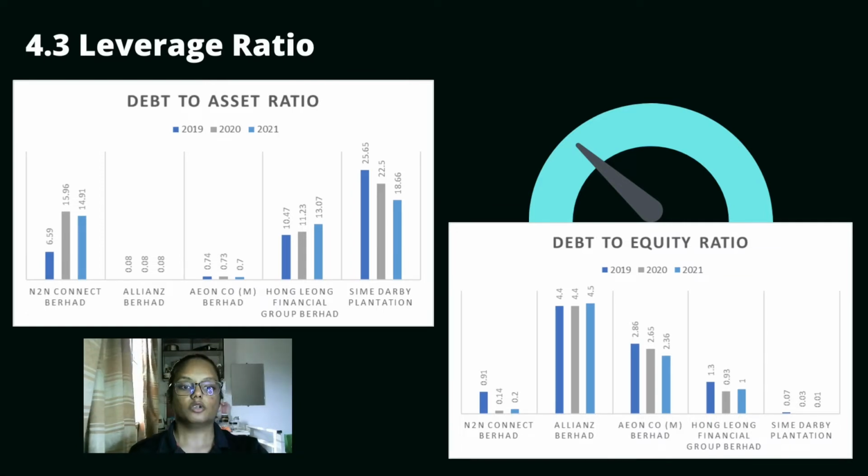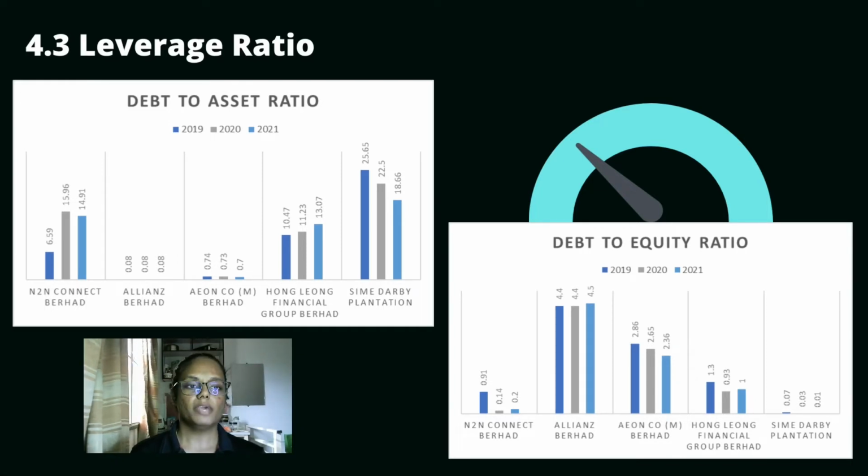When it comes to Hong Leong Financial Group Berhad, the debt to asset ratio rose from 2019, which is 10.47%, to 2021, 13.07%. Similar events occurred to Aeon Company Berhad, whose debt to asset ratio fell from 2019 to 2021 from 0.74% to 0.70%. If the ratio is less than 1, the corporation has more assets than liability and if necessary may pay its debts by selling assets. In addition, the percentage of End-to-End Connect Berhad climbed from 2019, which is 6.59%, to 2020, 15.96%, before declining in 2021 to 14.91%. From 2019 to 2021, Alliance Berhad's debt to asset ratio stayed the same, which is 0.08%.